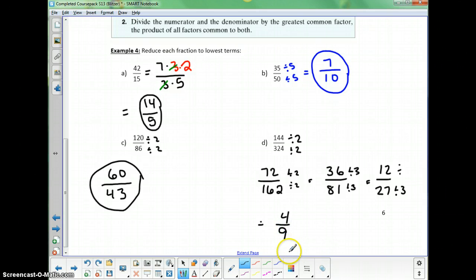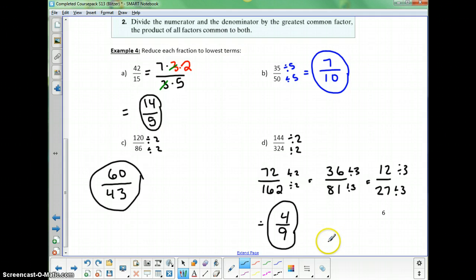And I know that's finally done because the only thing that goes into 4 is 2 and 2, and 2 and 2 don't go into 9. So I'm done. Okay. So again, I took this one step by step. I divided by 2, then 2 again, then 3, then 3. I had to do 4 different divisions here to get this reduced.